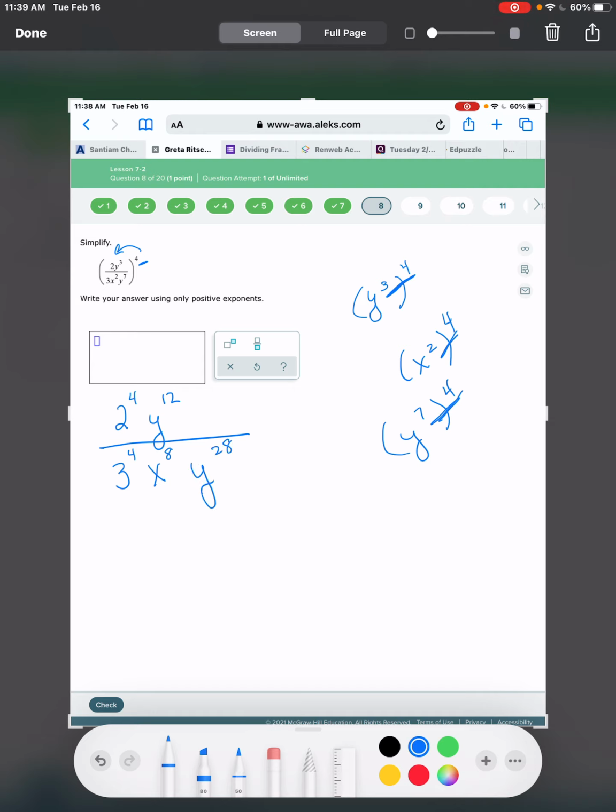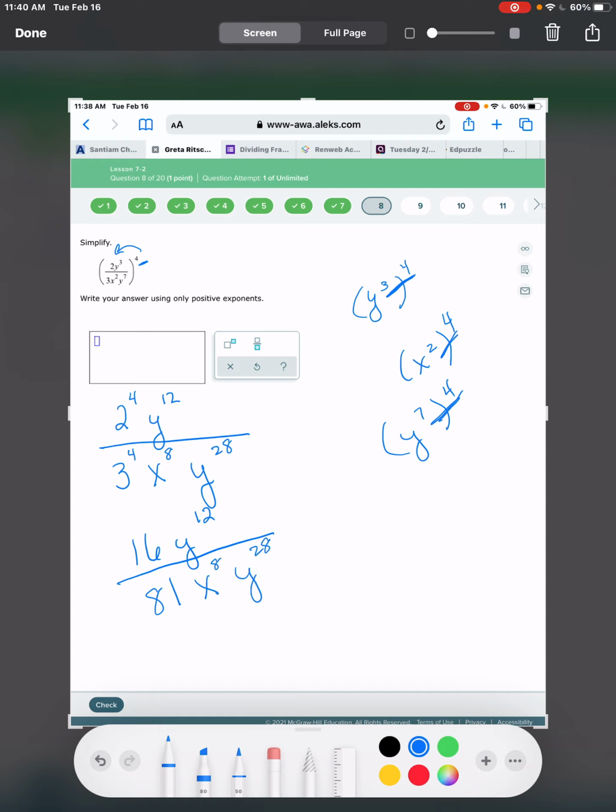All right, let's simplify a little further. 2 to the 4th is 2 times 2, which is 4, times 2, which is 8, times 2, which is 16. 3 to the 4th is 3 times 3 is 9, times 3 is 27, times 3 is 81. I have x to the 8th and y to the 28th.